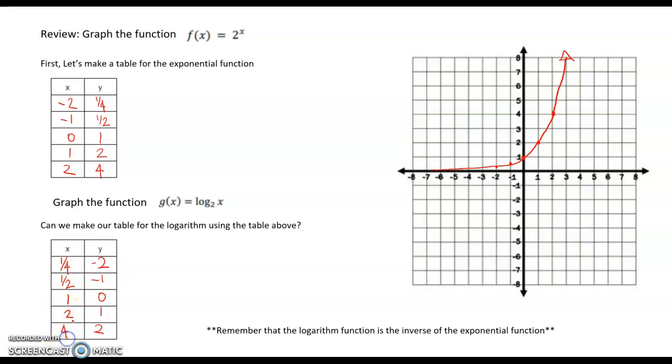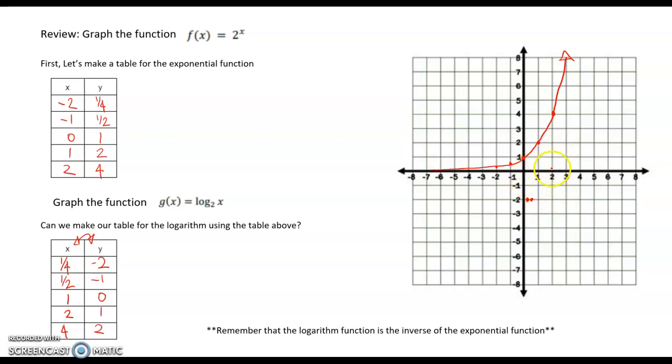So all I've done is taken all of these x values and made them y's right here, and all of my y values and made them x's. These are swapped. And I'm going to graph that just as it is. So I'm going to go to 1/4, -2. That's right about here. And, oh, that's about 1/2 actually.